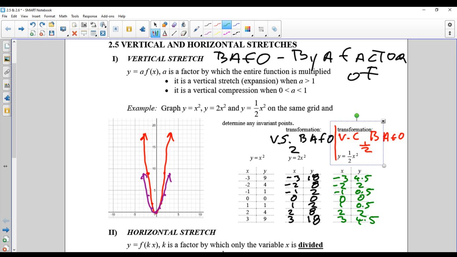So let's go ahead and put that in. So -3, 4.5, somewhere around here, maybe. -2, 2. Somewhere around there. 0, 0. 1, 0.5. About there. And 3, 4.5.